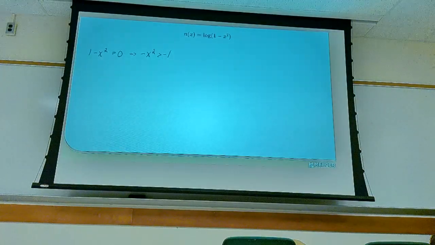So subtract 1 from both sides. Multiply both sides by -1. That flips the sign, right? Flips the inequality. X squared is less than 1. So it would be the absolute value of x is less than 1. And that interpretation is this: -1 less than x less than 1. Now just write it in interval notation. Open interval -1 to 1.